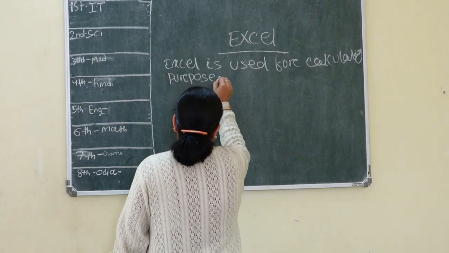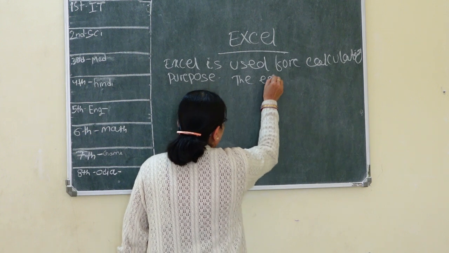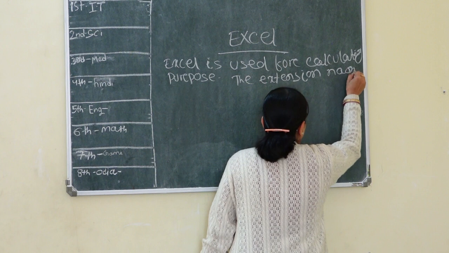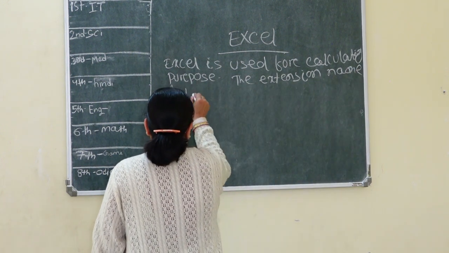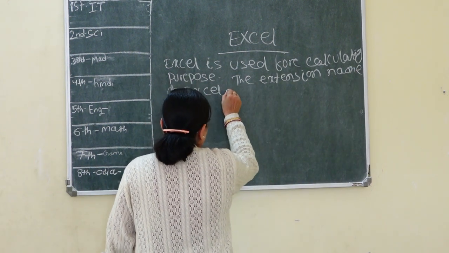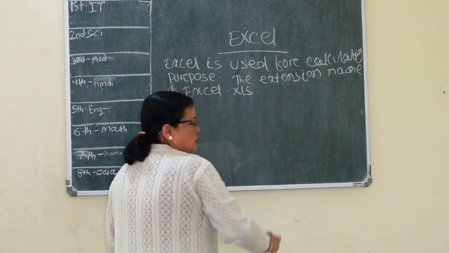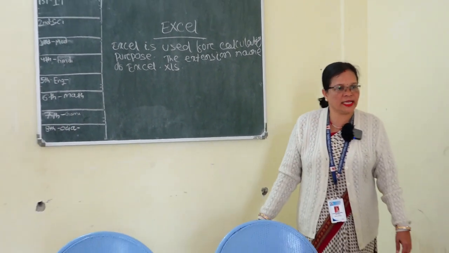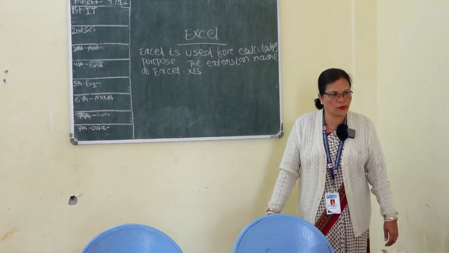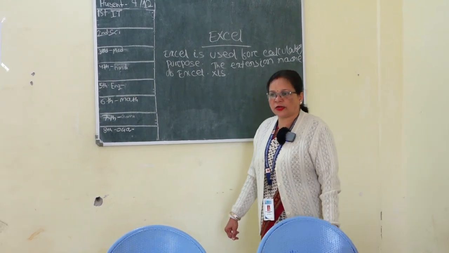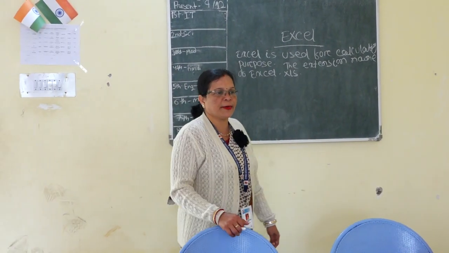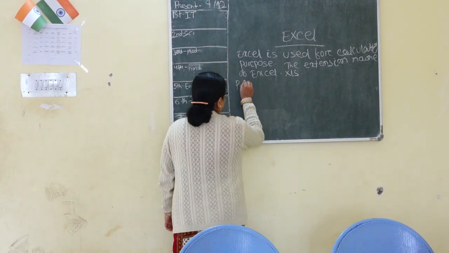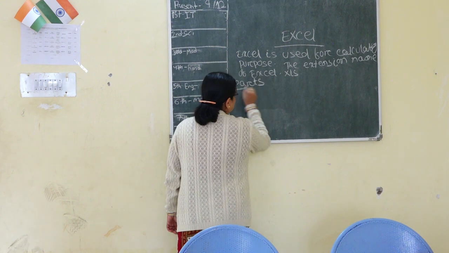What is the extension name of Excel? The extension name of Excel is .xls. So what is Excel? Excel is used for calculating purpose, and what is the extension name of Excel? The extension name of Excel is .xls. So what are the parts of Excel?